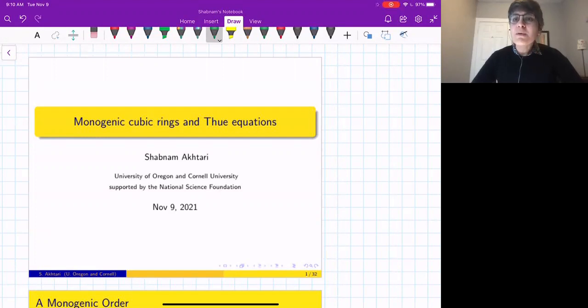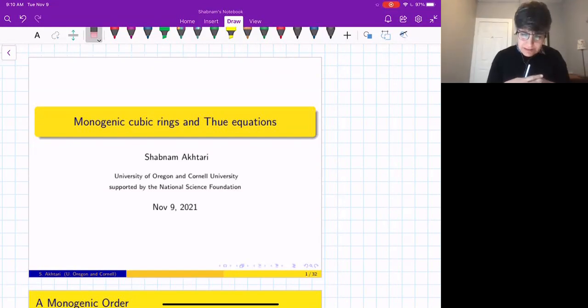So today I'm going to talk about monogenic cubic rings and Thue equations. This talk might not have that many new results. What I'm trying to do is to connect some different areas where maybe the connection is not talked about very much. Thue equations are a sort of Diophantine equation that I will shortly define, but those have been the center of my research.